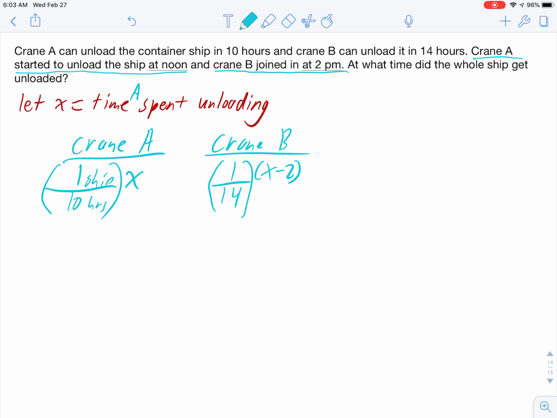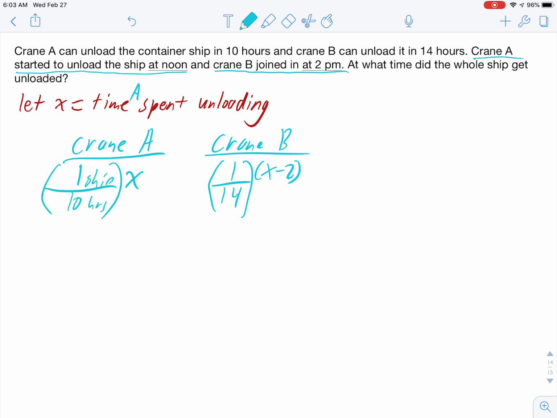So again, X isn't the time of day, it's the time that A spent working. You could just as easily have defined X to be the time that B spent working, and then you would have just done X here, and then X plus 2 here. You'd be defining the variable differently, but it would work out either way.